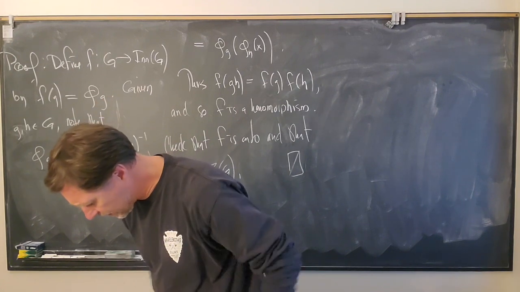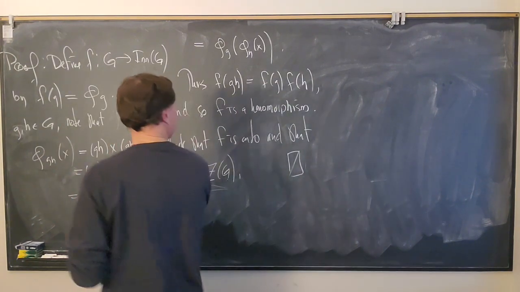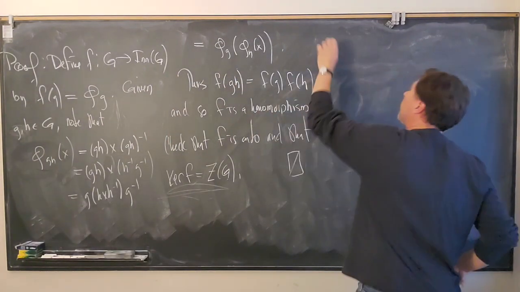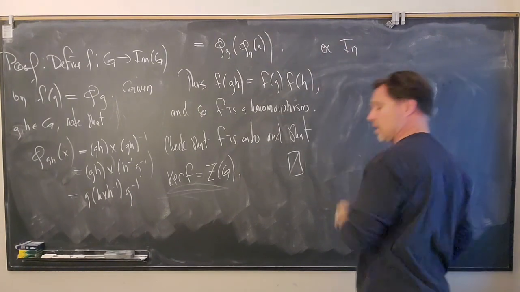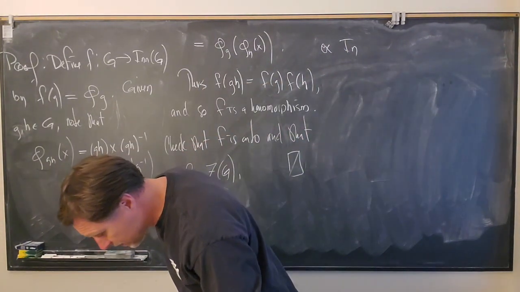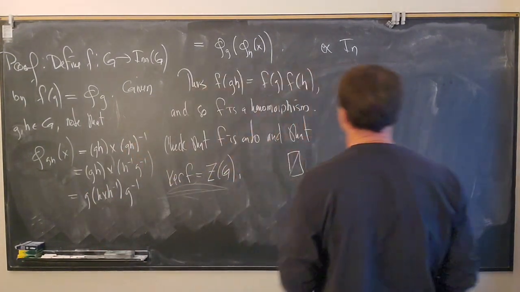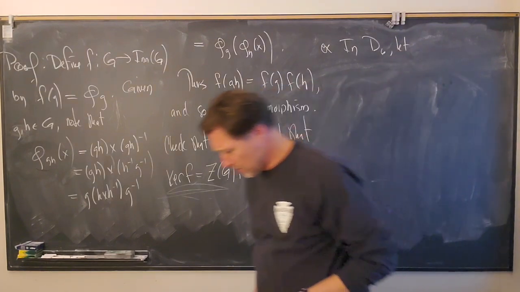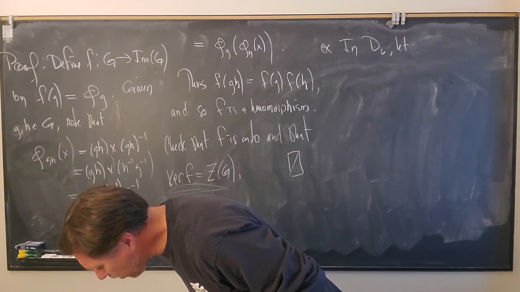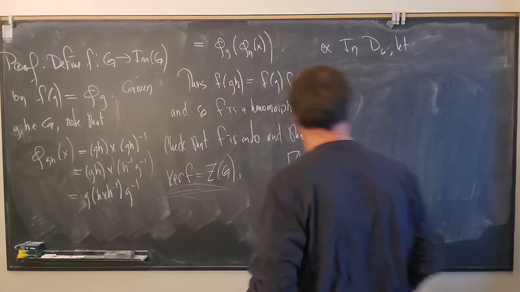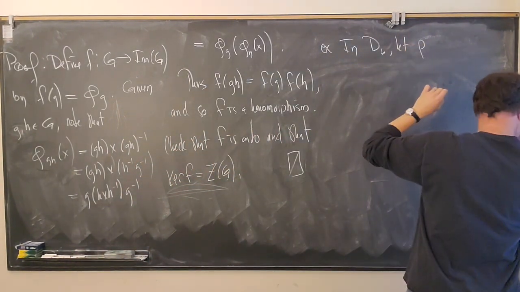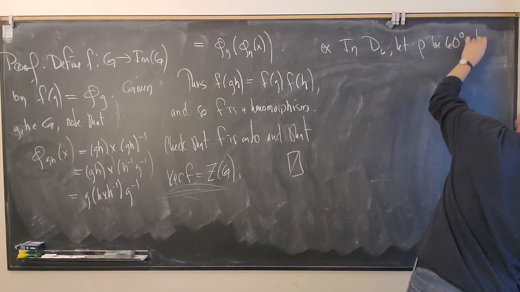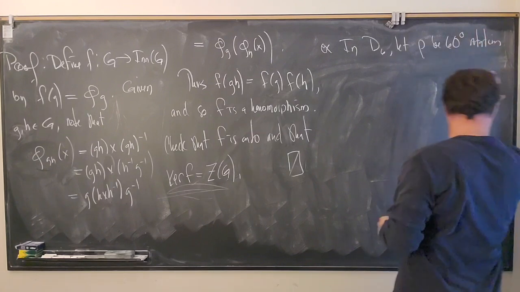And now I want to see this in an example. Let's do that here. Where do I want to work? I want to work in D6. Let's let rho be a 60-degree rotation counterclockwise.